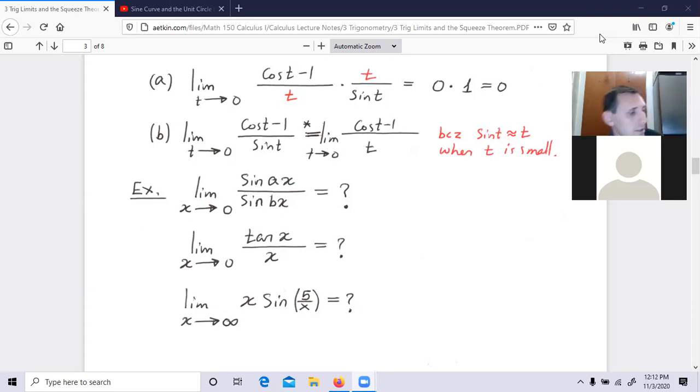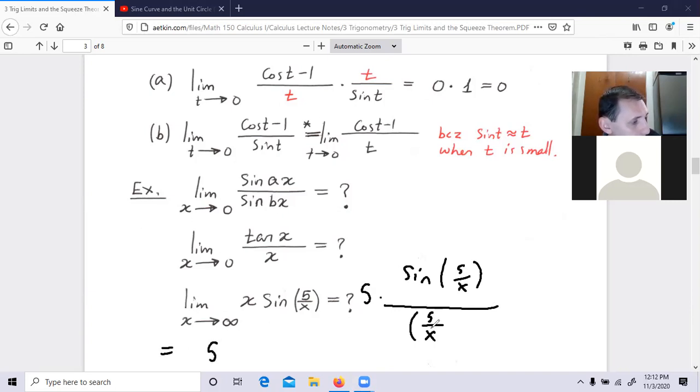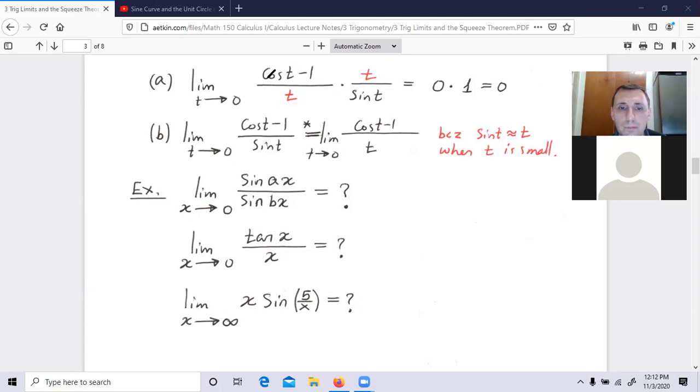So the answer is, here is how you figure it out. Very simply, look at it. It's sine of 5 over x, divided by something over x. I want it to be 5 over x. If I put a 5 here, I need to multiply by 5. So the answer is simply 5. You understood what I did? If I multiply by x, it's like dividing by 1 over x. But then I can write it as 5 over x and then multiply by 5 to balance. Okay, no trouble.